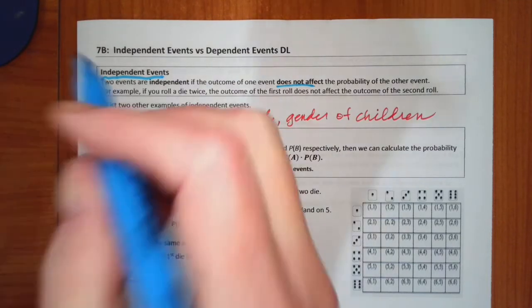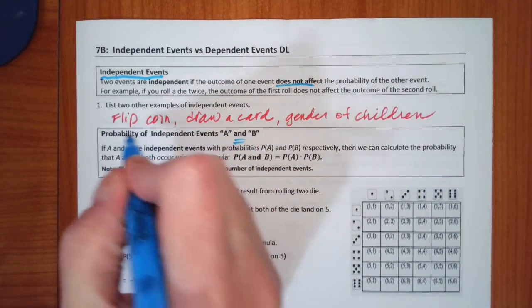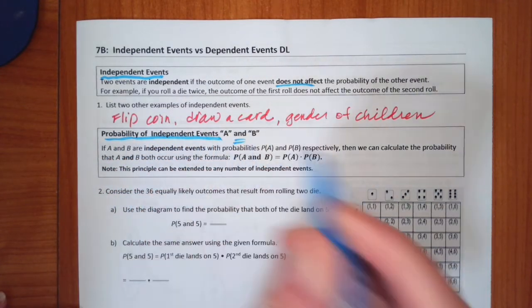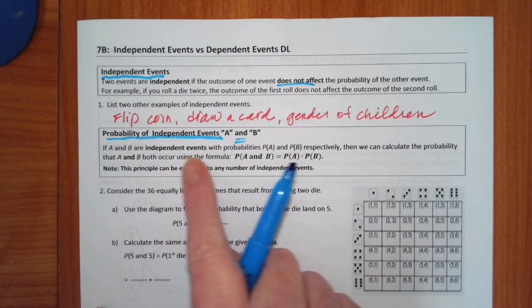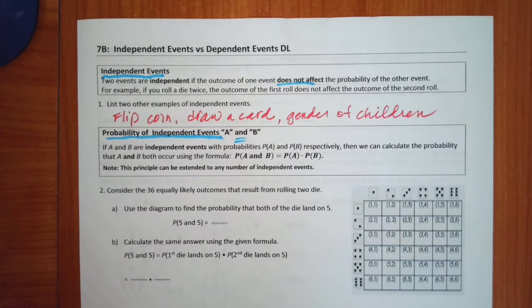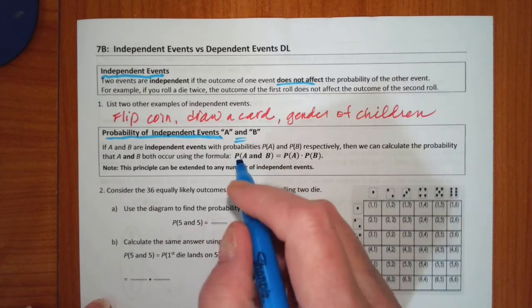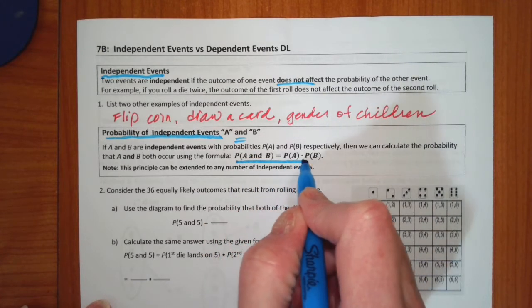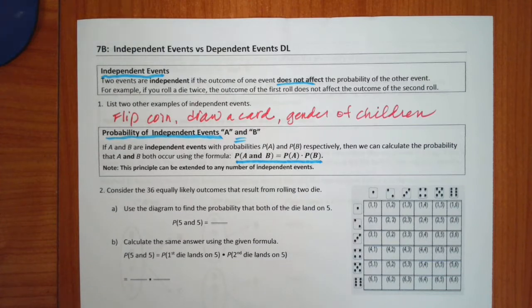Okay. So what if we're looking at two independent events and we want to find the probability of event A happening and event B happening? So the probability of independent events: if A and B are independent events with probabilities P of A and P of B respectively, then we can calculate the probability that both A and B occur using this formula. The probability of A and B is the probability of A times the probability of B. And note this can apply to any number of events. If you have three events, the probability of A and B and C would be the probability of A times the probability of B times the probability of C.